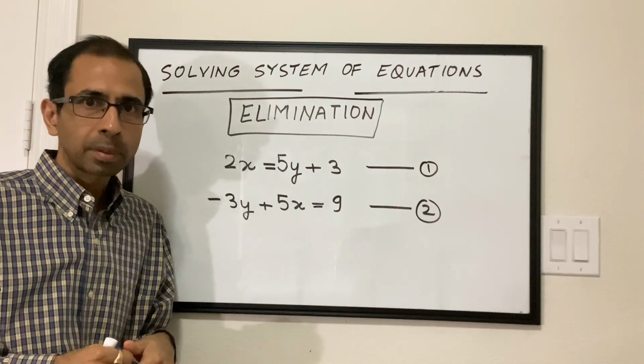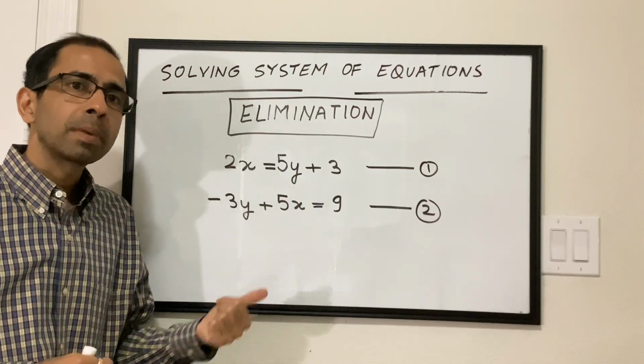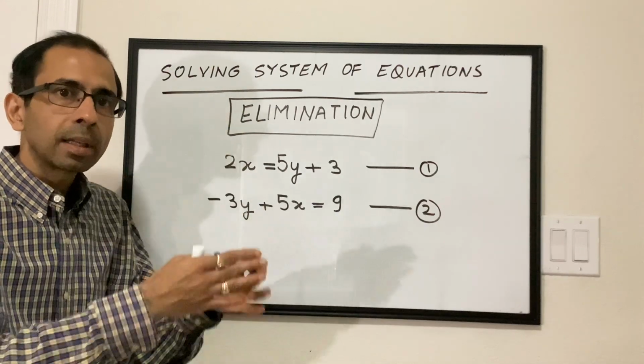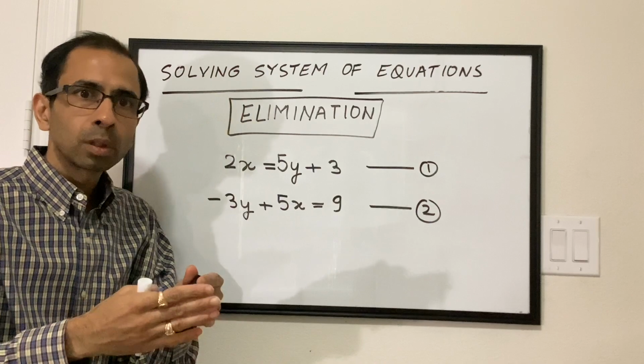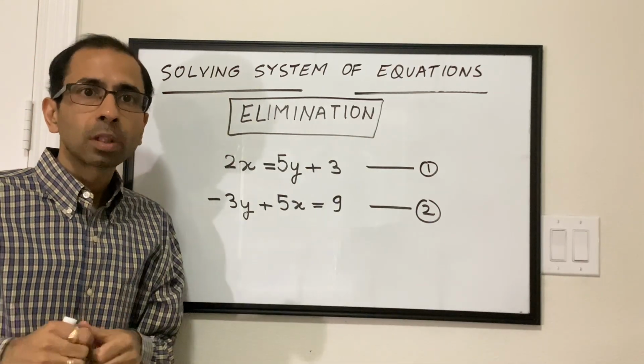Now there are different steps in this method. The very first step is the vertical alignment of the equations. So the x has to be below the x, the y has to be below the y, and the constant term has to be below the constant term.